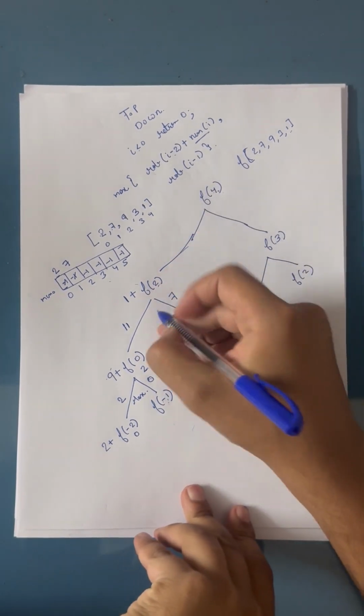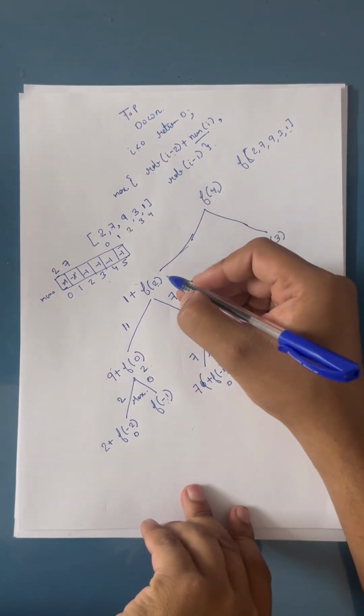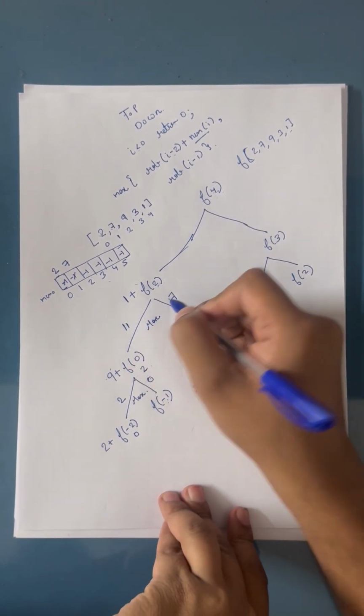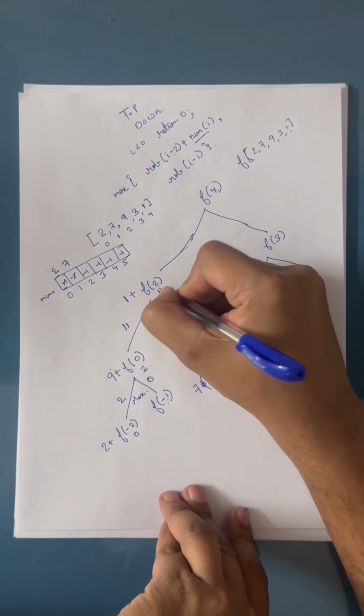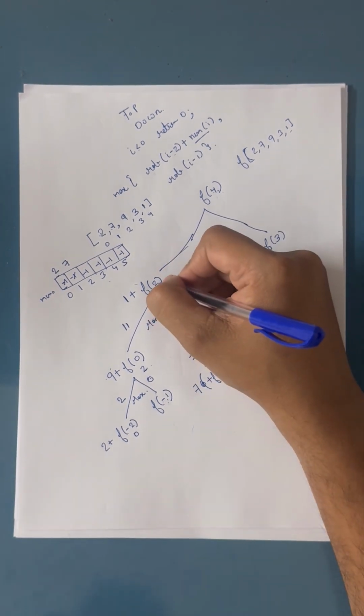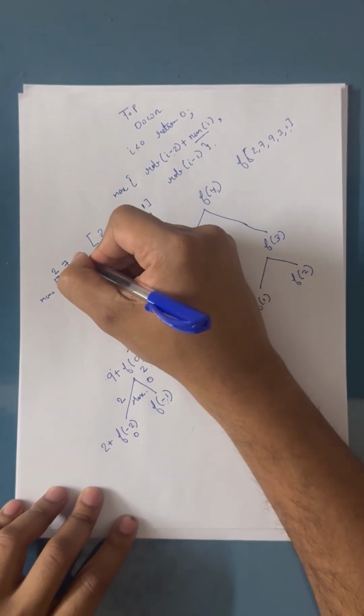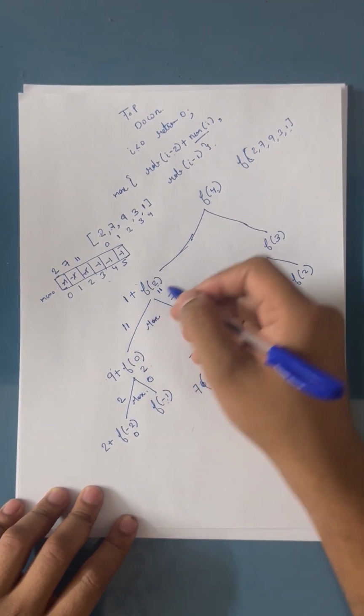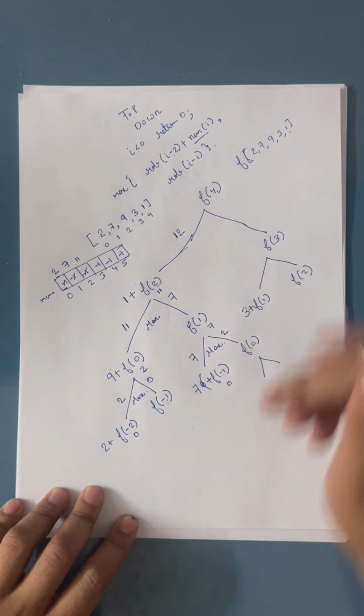Again, f of 2, right? So f of 2 is max of 11 and 7. So that is 11, right? So now you have the value of f of 2. So you will store it here. And this whole will return 11 plus 1, that is 12, right?